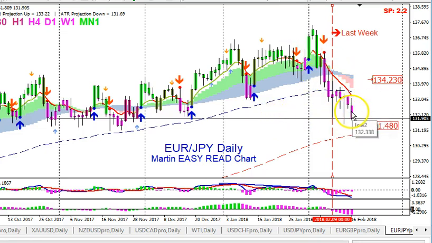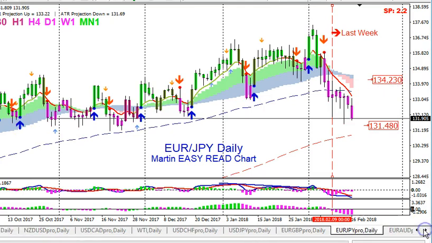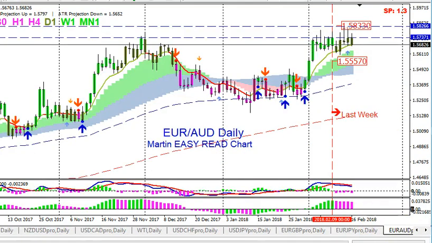When you have pink, and everything is pink, pink below blue, you're looking for sell trades. In this case, you're looking for a sell below 131.48. To the upside, price would have to come all the way above here, and you would be looking to buy possibly above 134.23.